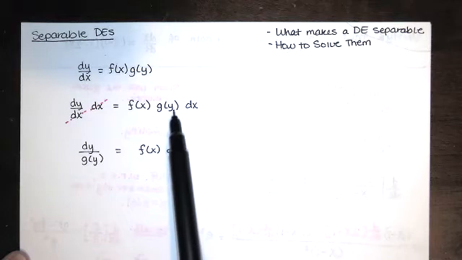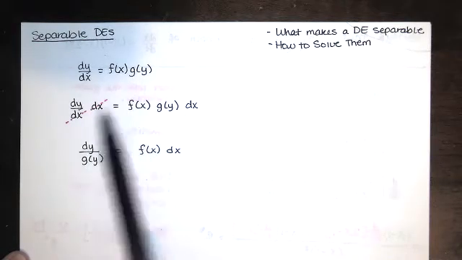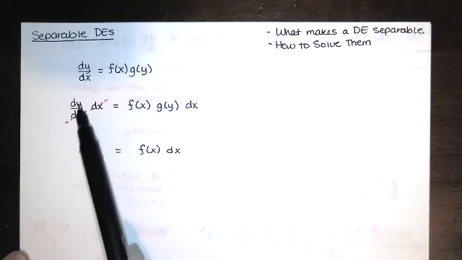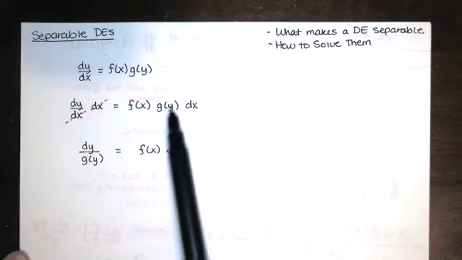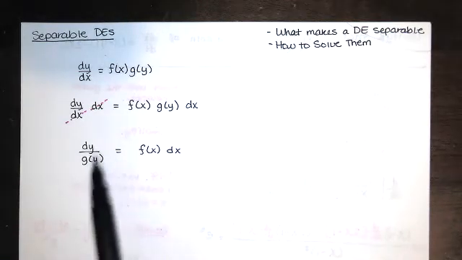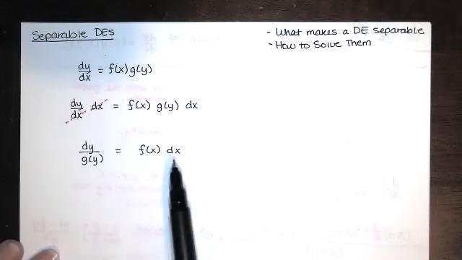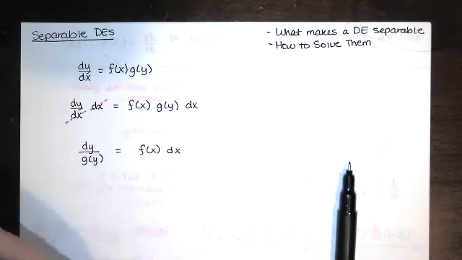To get rid of this g of y, since it's multiplying everything else, we have to divide by it. So if we divide both sides by g of y, I have dy divided by g of y on this side equals f of x times dx times g of y divided by g of y. So the g of y is gone, and we get this. So through multiplication and division, you are able to get all the y's on one side and all of the x's on the other. If you can do that, if the equation can be written this way, so all the y's are on one side and all the x's are on the other, it's separable.